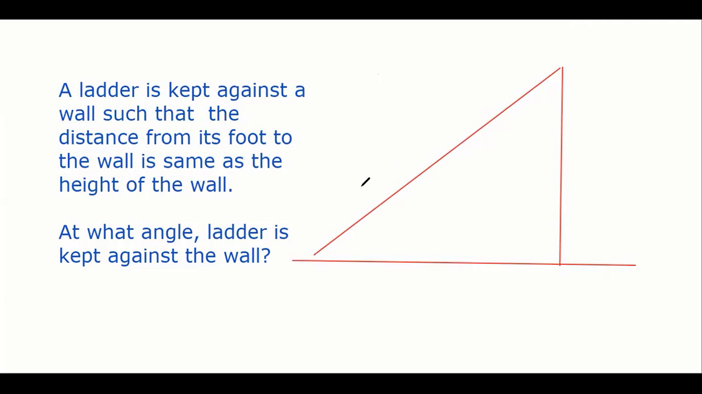In the question we are told that the distance from its foot to the wall is the same as the height of the wall. So this is y, and this also y. This is theta. So we can take tan theta, because we know the perpendicular and we know the base. Tan theta is equal to perpendicular by base. Perpendicular is y, base also y. So tan theta is y by y, which is 1.